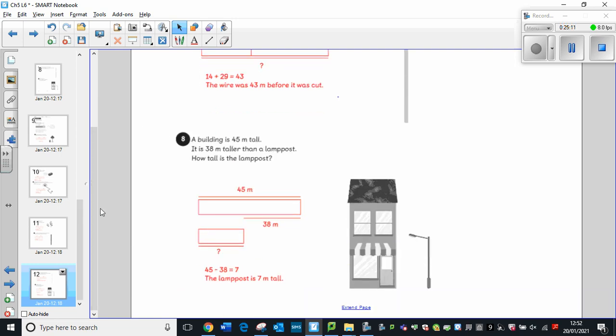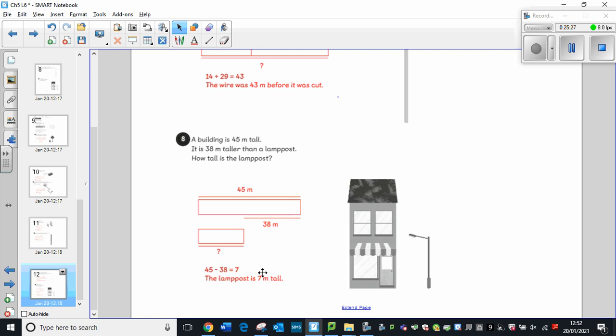And then the last one. A building is 45 meters tall. It is 38 meters taller than a lamppost. How tall is the lamppost? So we'd be doing 45 take away 38, which equals 7. So the lamppost was 7 meters tall.